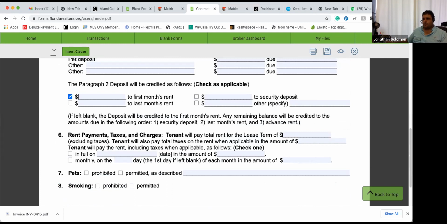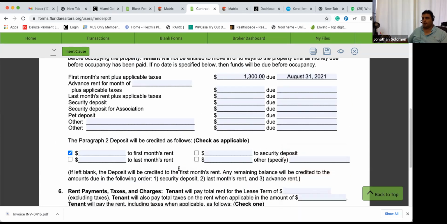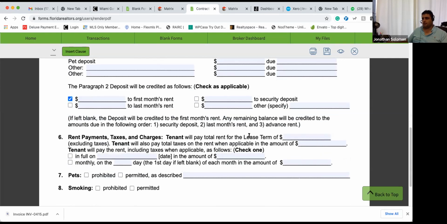Rent payments, we should determine here how much would be the total of the lease amount. So let's say it's $1,300 and the lease term is for 12 months. So we're going to do $1,300 by 12. And obviously we're going to put the total right here.